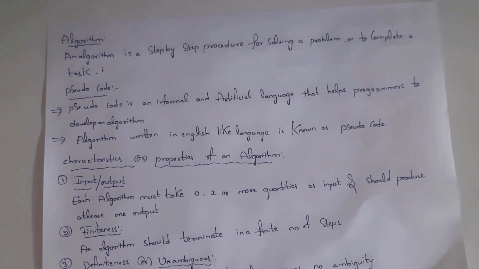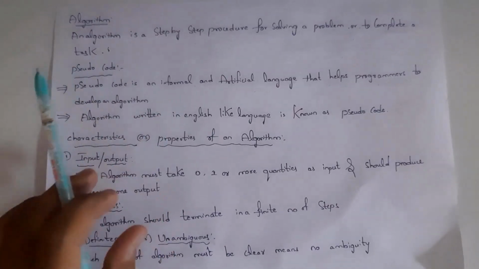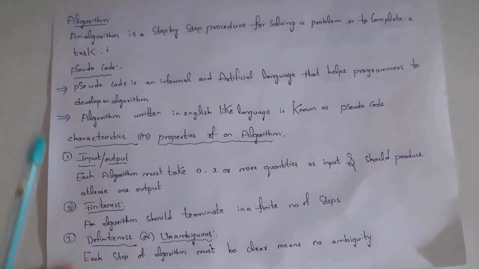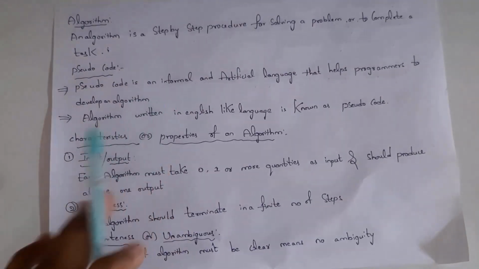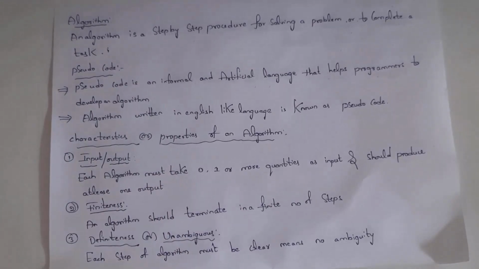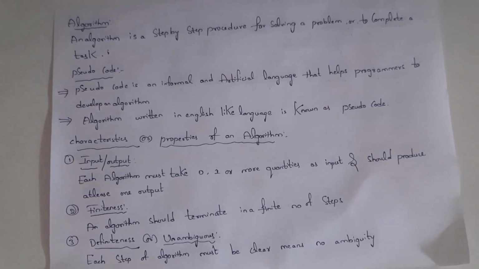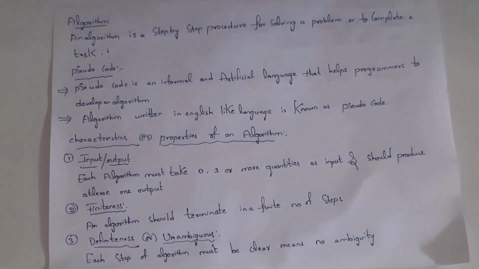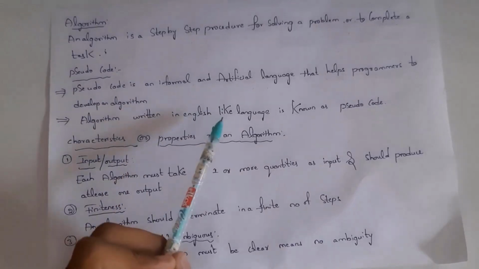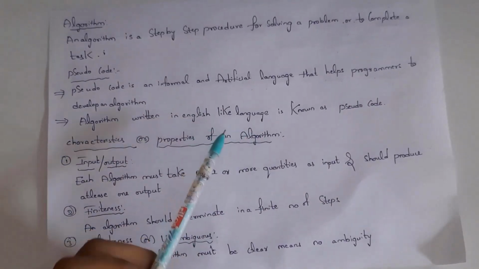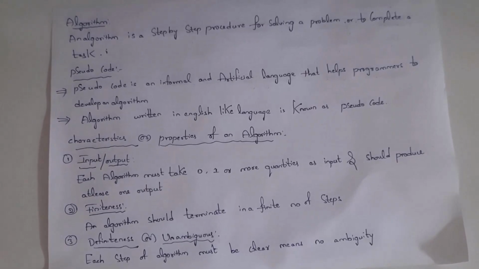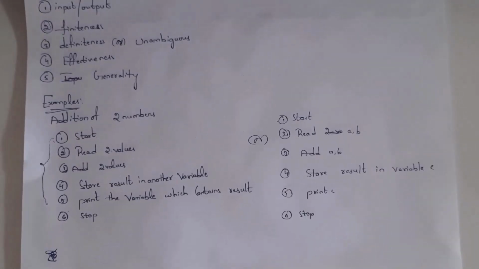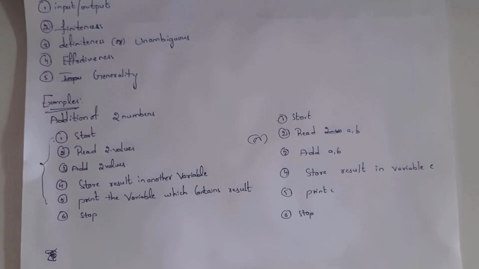Next, you need to know the meaning of pseudocode. Pseudocode is an informal and artificial language that helps programmers to develop an algorithm. Informal means user-friendly language. Artificial language means man-made language. Language which is created by human beings is known as artificial language. So, an algorithm which is written in English-like language is known as pseudocode. Whatever algorithm we write in English-like language is known as pseudocode. There is no proper rule to be followed in order to write an algorithm, so you can write an algorithm as you wish.